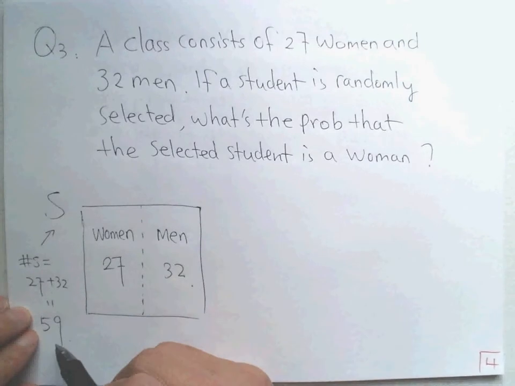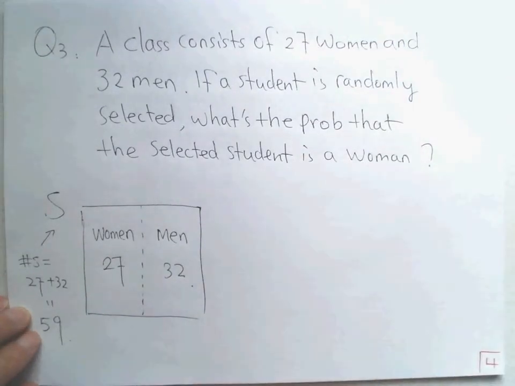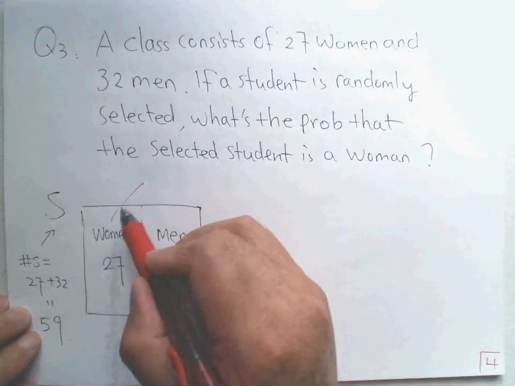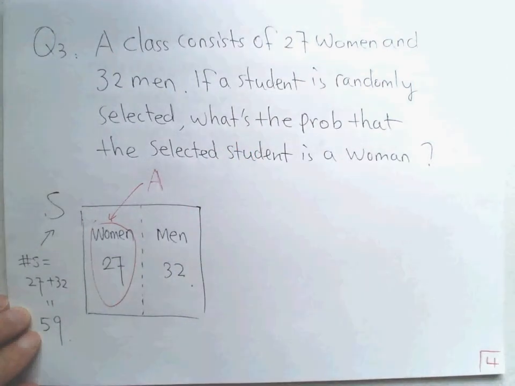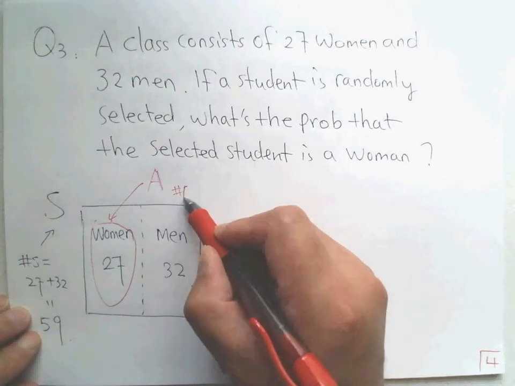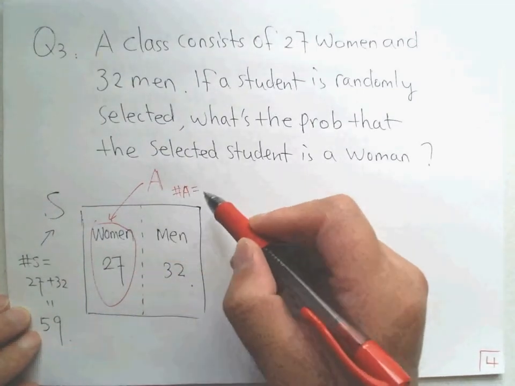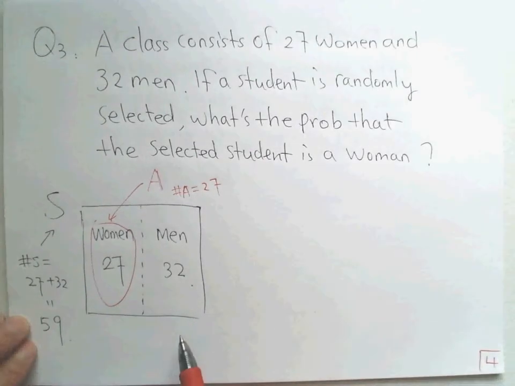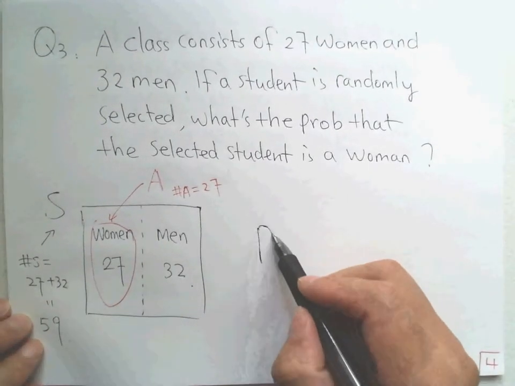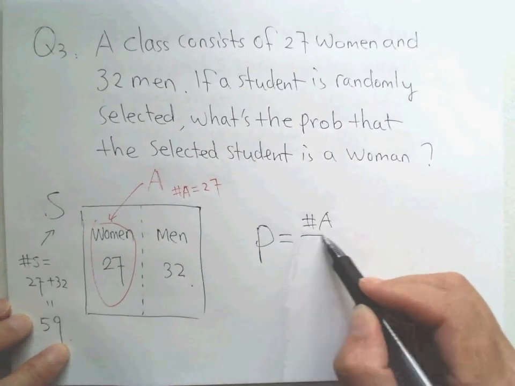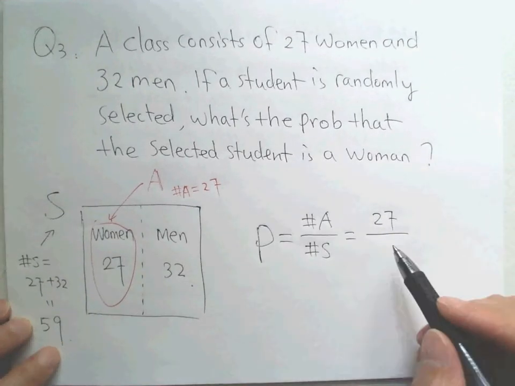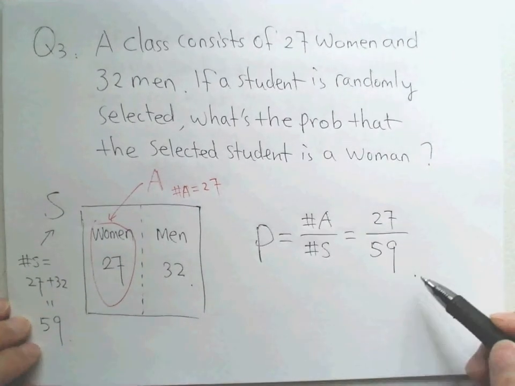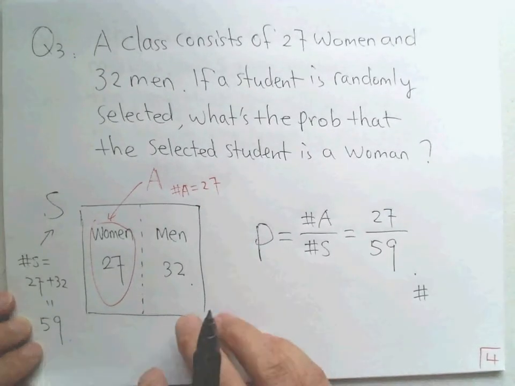Go to the bottom. Out of 59, you want to pick a woman. So what is your interesting event? It should be here, right? Or I circle it like this. This is a successful event. You want this to happen. What is the number inside? Count the number. The number in A is 27 women, or 27 female students. The classical model tells us the probability is the number in A over the number in total, which is 27 female students out of 59. You cannot simplify; this is already simplified.